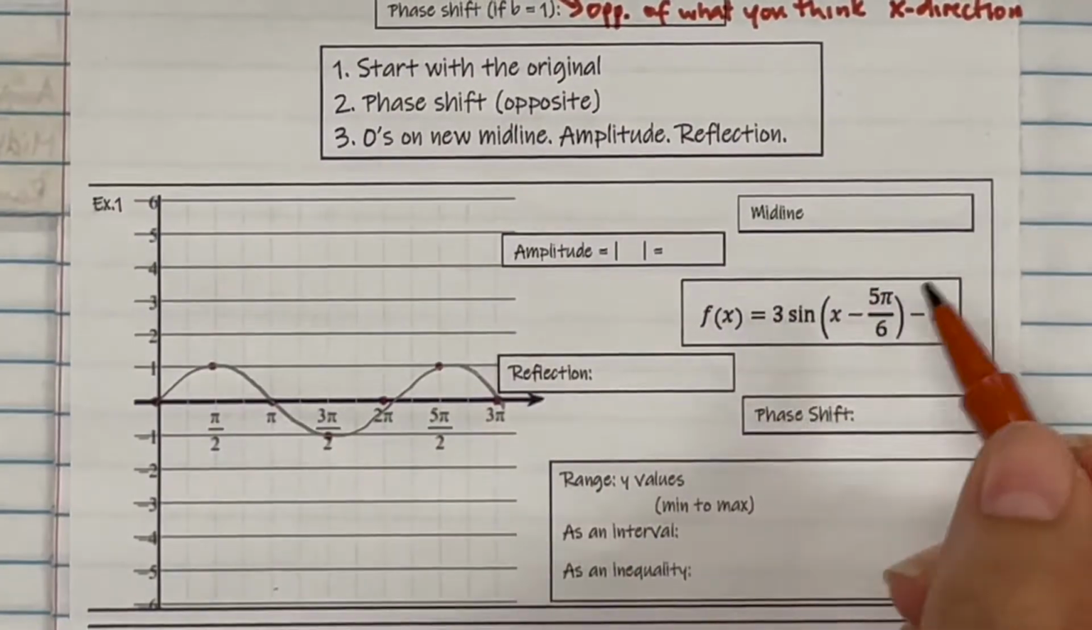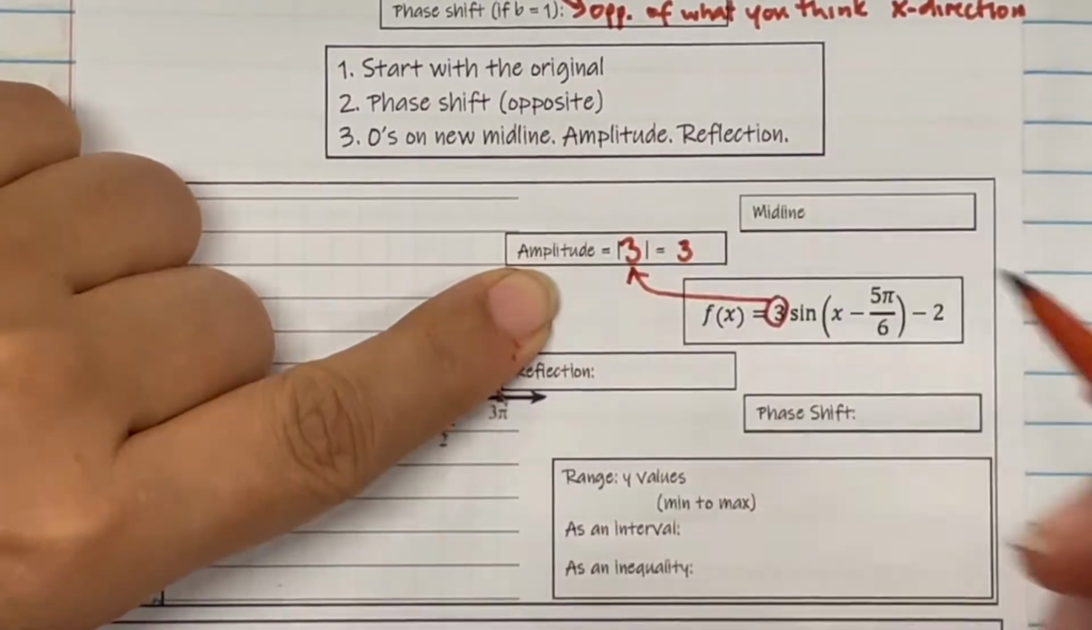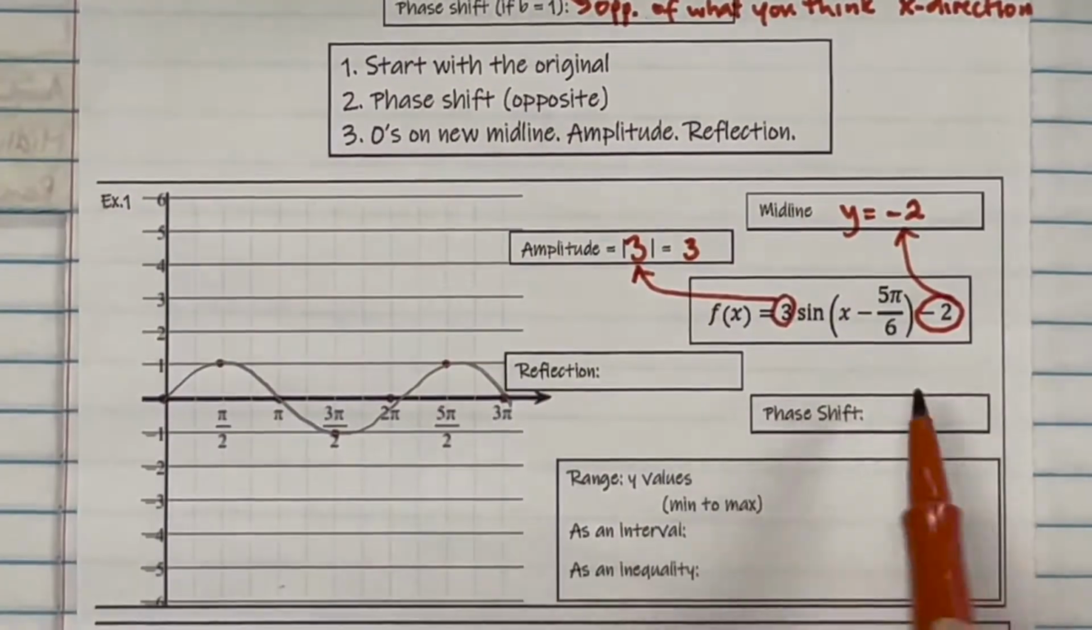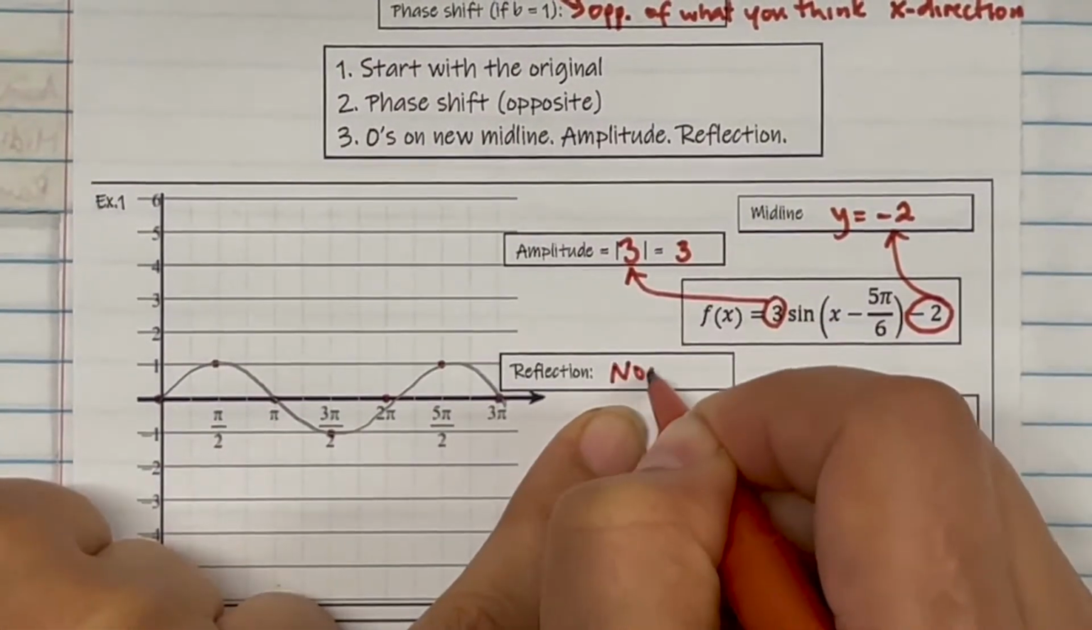All right, then what do? From the last video, right, you know your amplitude is 3, it's the number in the beginning. It's the absolute value of 3. And then you know your midline is y equals that last number, which is -2. Same thing. Now we're just adding our reflection. So reflection is, does it have a negative?